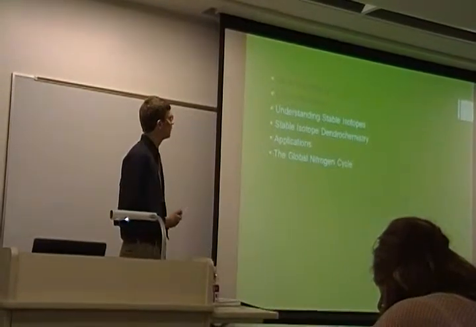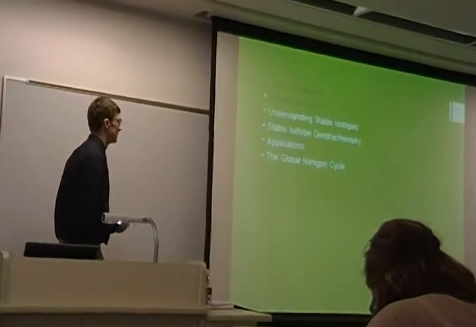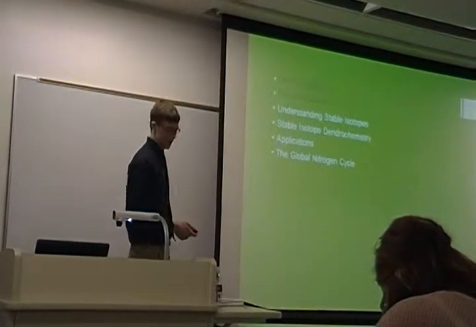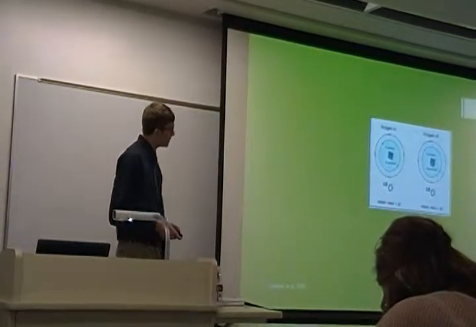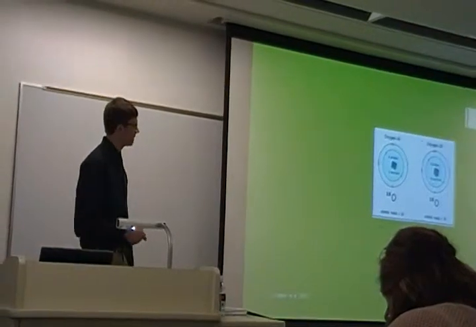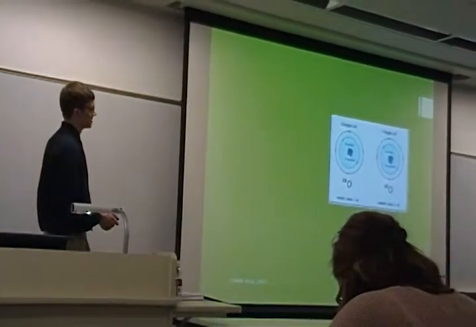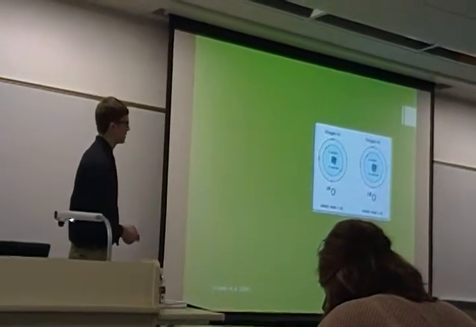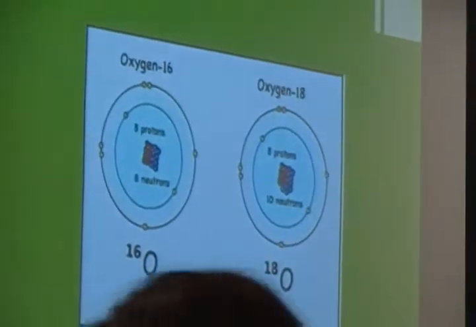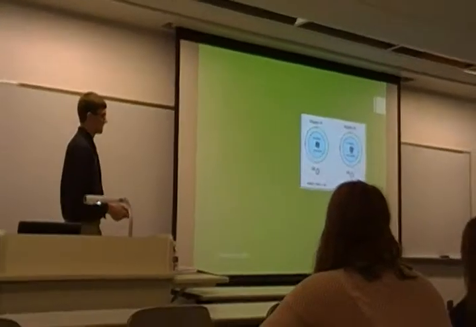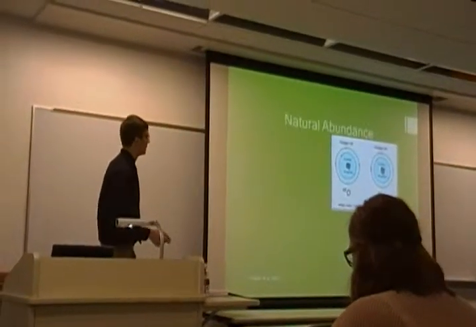Okay, so now we talked about dendrochronology and dendrochemistry, and now we need to start talking about stable isotope chemistry so we can tie all these ideas together. So here we have two oxygen isotopes, oxygen-16 and oxygen-18. They're distinguished by a different number of neutrons, which gives them a different mass. When we talk about stable isotopes, typically there's one isotope that's far more abundant than the other.